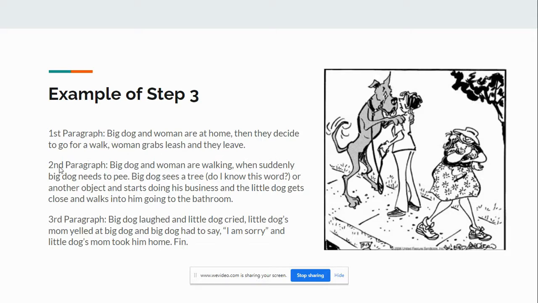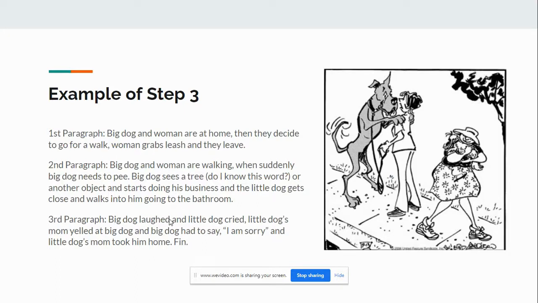But okay. Second paragraph. Big dog and woman are walking when suddenly the big dog needs to pee. Oh, I put a period here. I told you, you don't have to do this. It should be one long. It doesn't really matter at all. Big dog sees a tree. Do I know this word? So I'm pretending here, like, do I know the word for tree? Maybe I need to think of another object, right? That's okay to do. And starts doing his business, and a little dog gets close and walks into him going to the bathroom. Ha, hilarious.